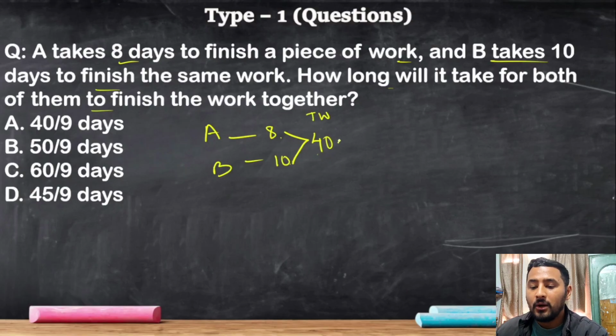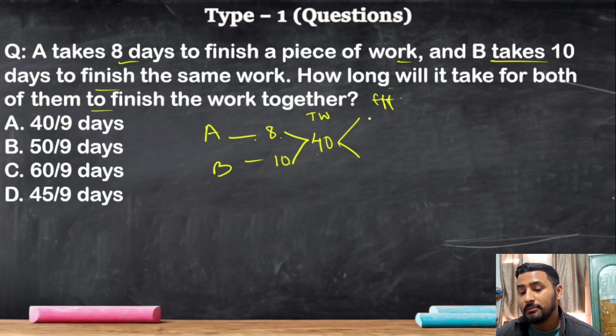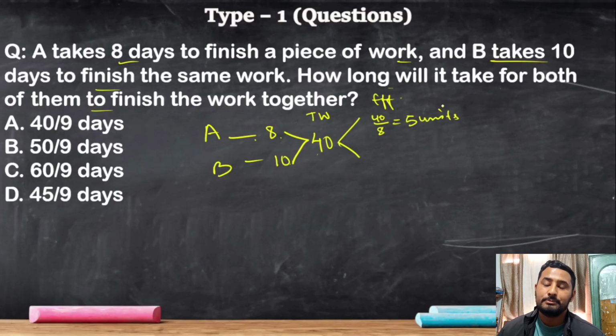Clear? Now what do you need to find? Efficiency. So how will you find efficiency? Like I said, in 8 days A can complete the work. Total work is 40, so 40 work in 8 days. In 1 day, how much work can he complete? We should do 40 by 8, so it will be 5 units. A can complete 5 units of work per day.